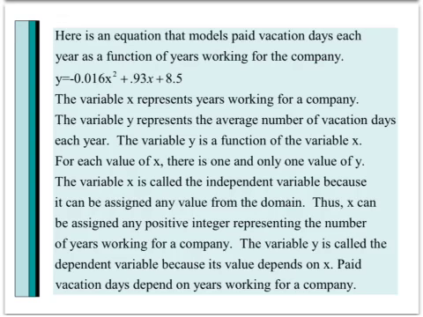So in this case, we've got y equals negative 0.016x squared plus 0.93x plus 8.5. And the variable x represents the years of working for a company, and y represents the average number of vacation days for each year. So the variable y is a function of the variable x. For each value of x, there's one and only one value of y. So whatever x we would like, if we want to use 1, if we want to use 10 for x, no matter what we pick for x, we're only going to get one answer for y if we substitute that in. So that makes this a function.